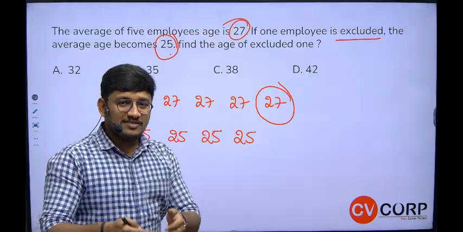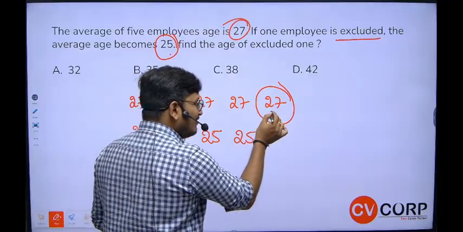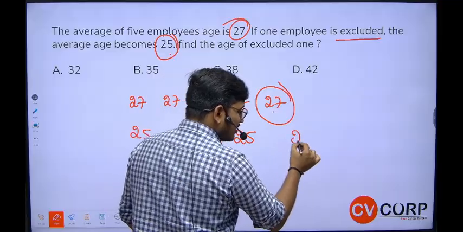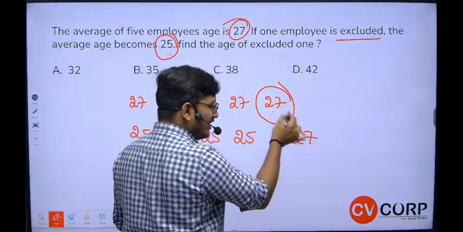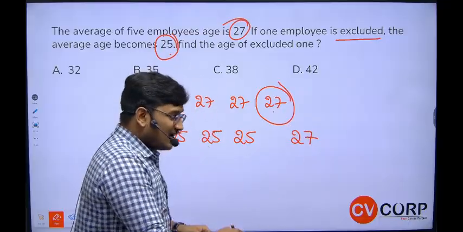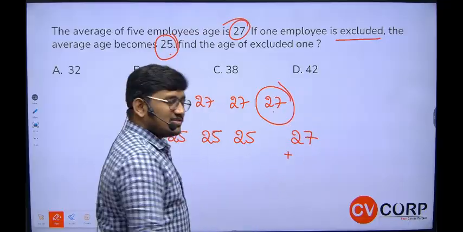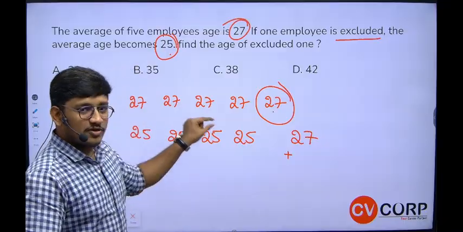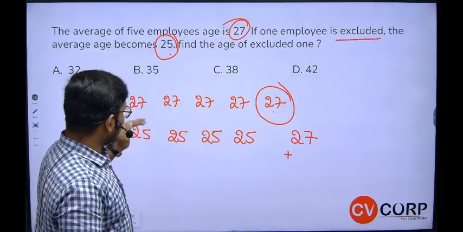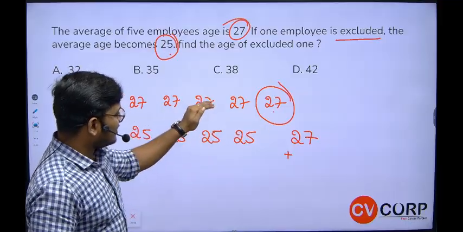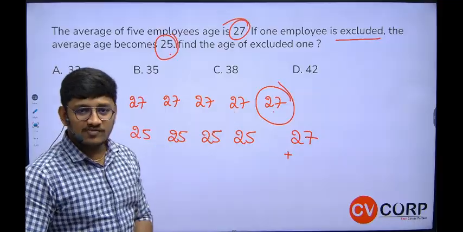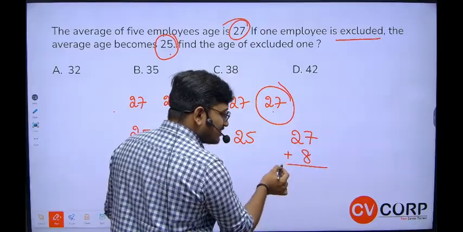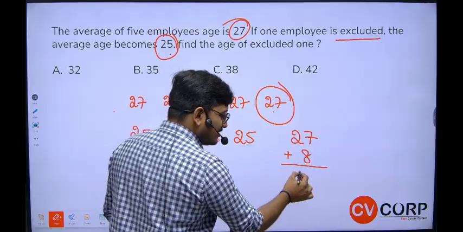Now what it means is, while leaving the company, this person took the 27 chocolates he had initially. Along with that, how many extra chocolates did he take? He would have taken 2 chocolates from each person, right? 2 from the first one, 2 from the second, 2 from the third, 2 from the fourth person. So in total how many extra has he taken? 8. So total 27 plus 8, 35.